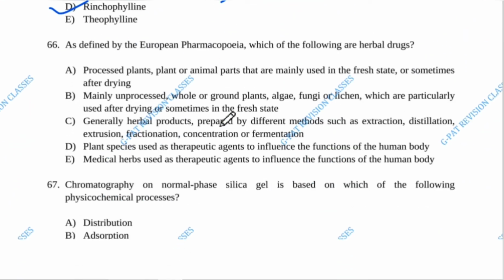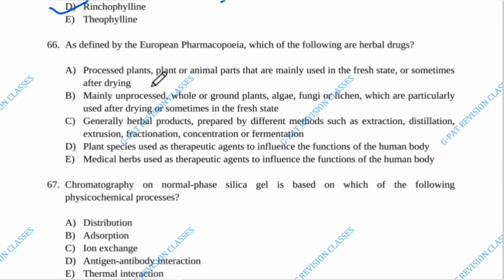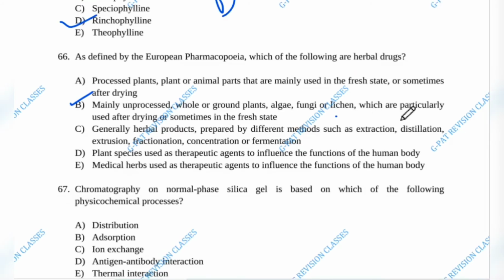Next is question number 66: as defined by the European Pharmacopoeia, which of the following are herbal drugs? The answer is B, mainly unprocessed whole plants or lichens, which are particularly used after drying or sometimes in the fresh state.